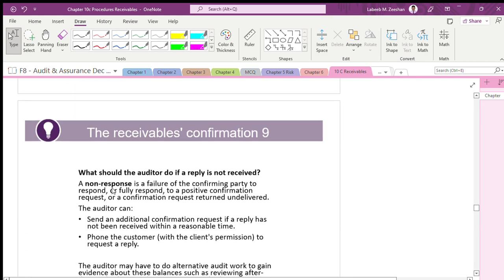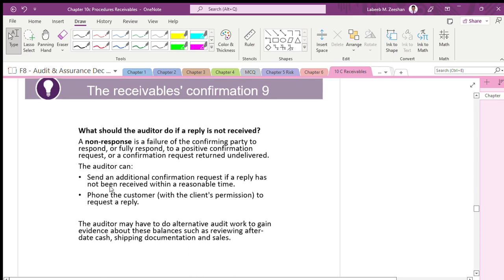What should the auditor do if a reply is not received? A non-response is a failure of a confirming party to respond or fully respond to a positive confirmation. What is a positive confirmation? You have to respond to the auditors whether you agree or you disagree. That's what it is. If you are not responding, it means it is a failure of the confirmation request.